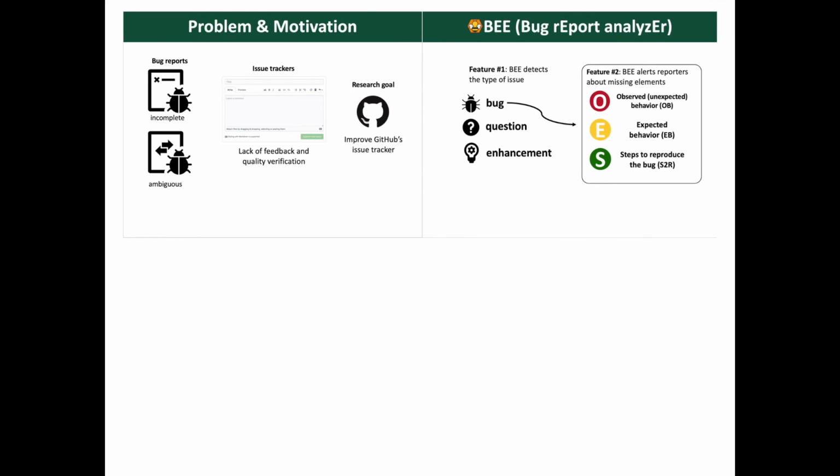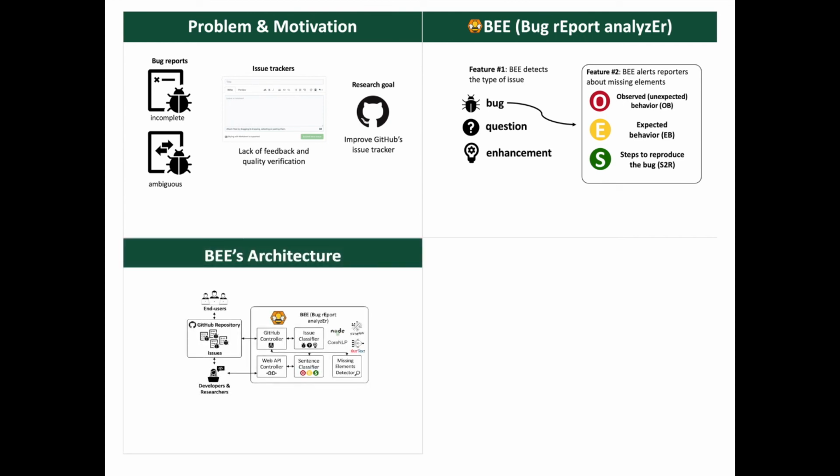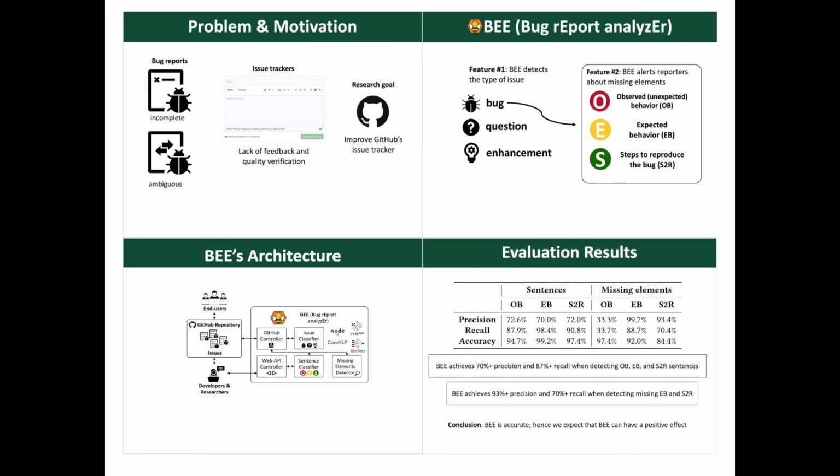In summary, as the problem is the low-quality bug reports, we propose to improve GitHub Issue Tracker by developing B, a GitHub app that can detect missing elements in bug reports and can also detect the type of the sentences, so it can help reporters and developers collect better bug reports. B implements a set of machine learning models for classifying issues and sentences. We evaluated the models and the result shows that B is accurate, so we expect that it can have a positive effect on reporters and developers on GitHub projects.